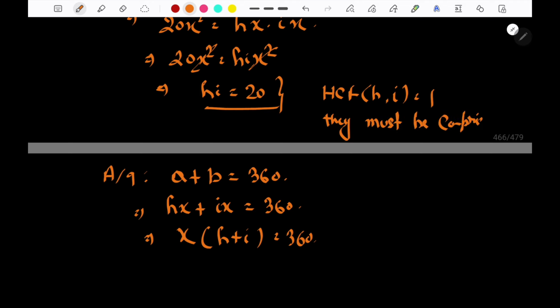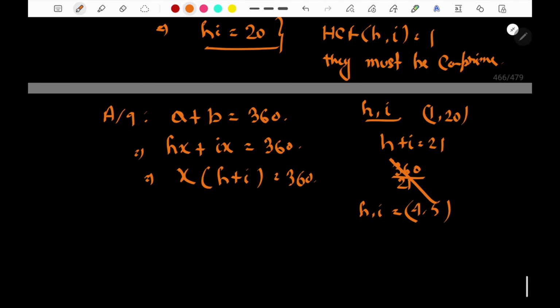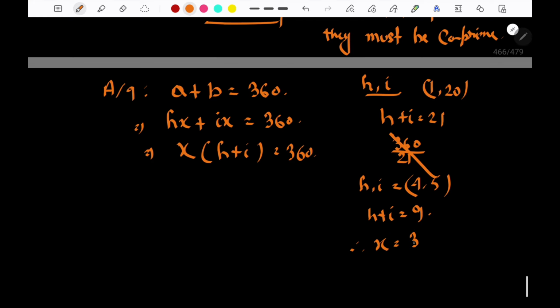Why? Because I have already taken the highest common factor out. Now, how do we check? First, we can check h comma i as 1 comma 20. Therefore, h plus i will be 21. But 360 by 21 is not an integer, so not an answer. Again, h comma i can be equal to 4 comma 5. If I take 4 comma 5, then h plus i will be equal to 9, and therefore x will be equal to 360 by 9, which is equal to 40. This can be one of the answers.